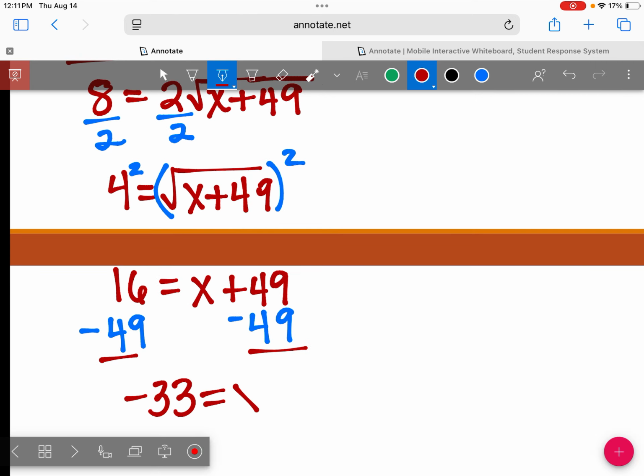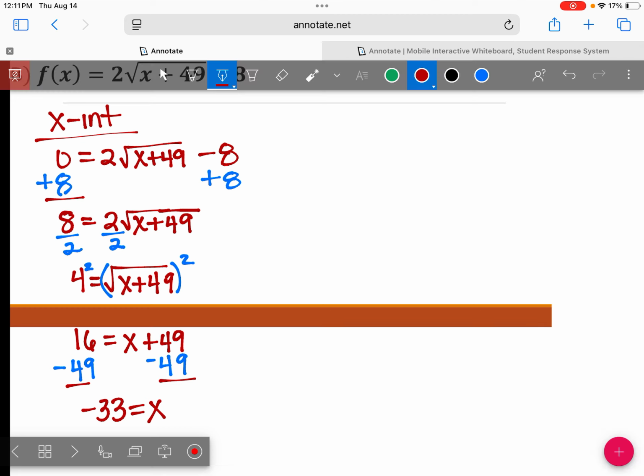Who had negative 33? But you have to write it as an ordered pair. So what I'm looking for on the test is negative 33, 0. All right, now let's look at our y-intercept.